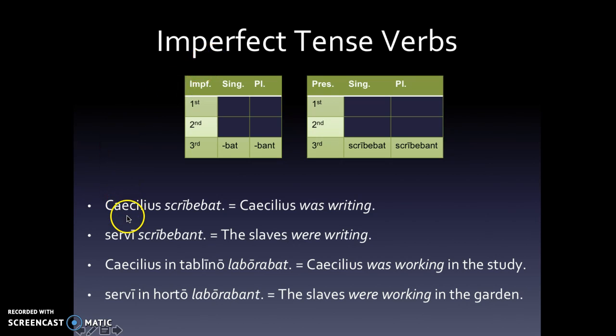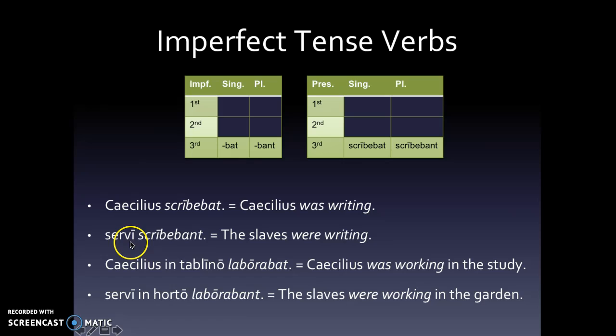All right, so caecilius scribebat. The nice thing is that we have our T here to indicate that we're dealing with a singular third-person subject. Caecilius was writing. So the was writing indicates that it happened over an extended period of time. The BAT tells us that it is imperfect. Scribebat, scribebat.